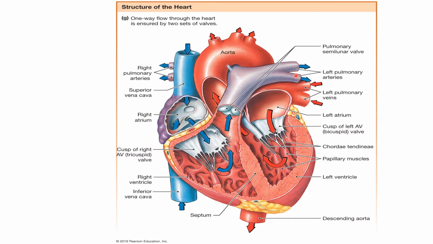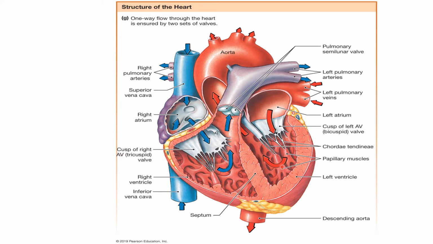After the blood gets oxygenated, it's going to make its way into the pulmonary veins, where it's going to drain into the left atrium. The pressure in your left atrium is going to start to increase, forcing open another atrioventricular valve known as the bicuspid valve, and the blood gets pushed into the left ventricle.